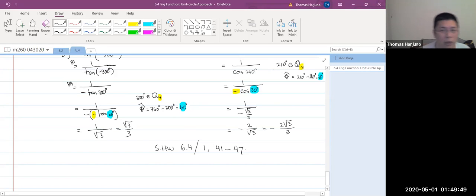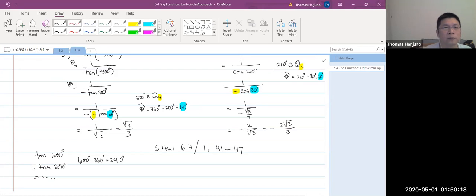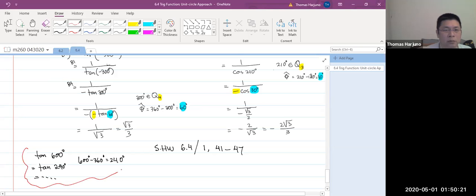Oh, by the way, if it is more than 360 degrees, make it into less than 360 degrees first. Let's say if I need to answer tangent 600 degrees, then I will say that's coterminal with tangent 240 degrees, right? 600 degrees minus 360 degrees, that's 240 degrees. That's the coterminal. And then from there you go on further. Okay, now that's for this section.